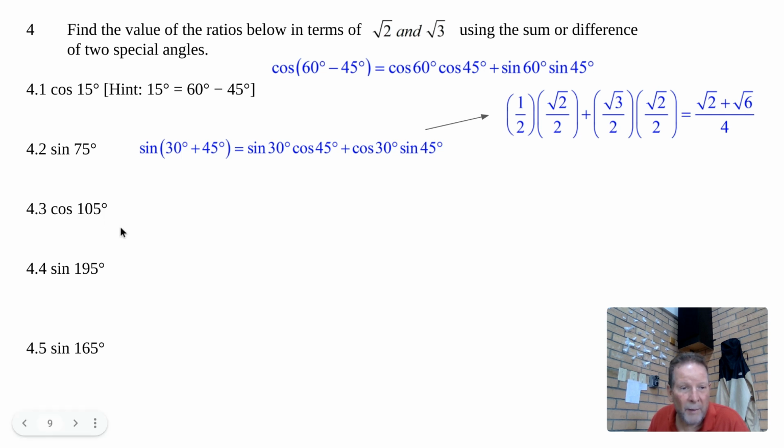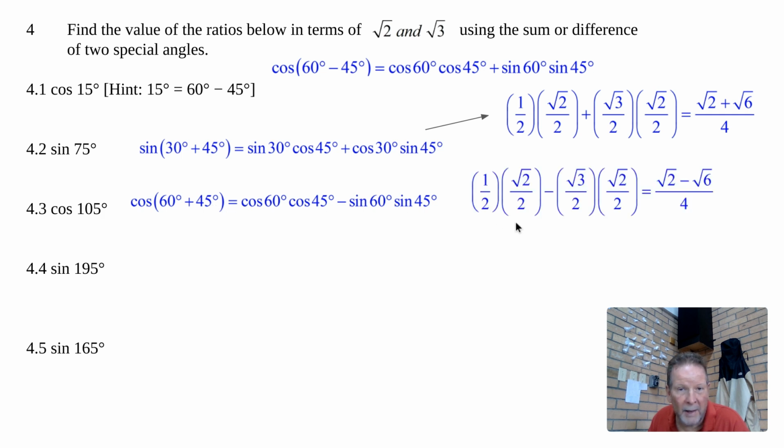What about 105 degrees? Well, 105 degrees is 60 plus 45. So you could just put it in like that. And this time, when you put in the numbers, you're going to get root 2 minus root 6. But what about 195 degrees?